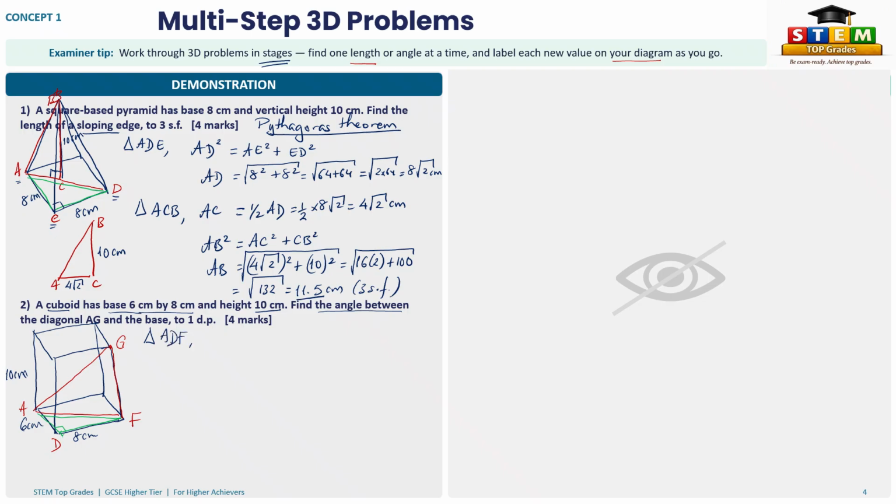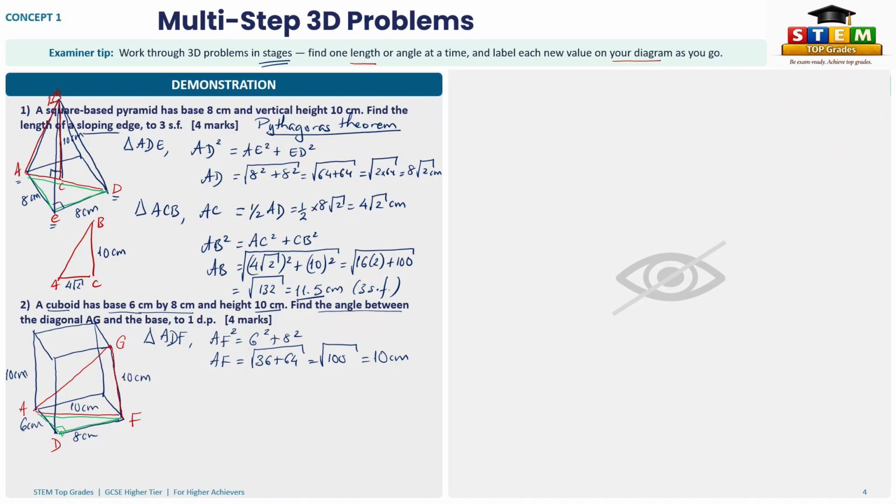So we're looking for AF, which is going to be AF squared is equal to 6 squared plus 8 squared, and AF is therefore the square root of 6 squared is 36, 8 squared is 64, that's the square root of 100, and that leaves me with 10 centimeters. So AF is 10 centimeters, just like GF.